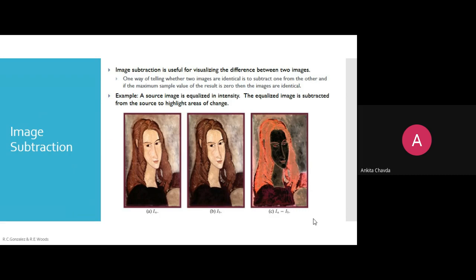One way of telling whether two images are identical is to subtract one from the other, and if the maximum sample value of the result is 0, then the images are identical. How? Suppose one image has intensity 16, and the other image also has 16. The second pixel in one image is 70, and in the other also 70. So if I subtract one image from the other and they are identical, then everywhere I'll get 0, 0, 0, 0, 0, 0, 0.